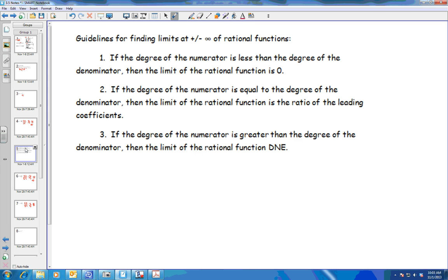The steps were this. First, and I don't know why I didn't write this up here, you had to compare the degree of your numerator and denominator. When I say the degree of the numerator and denominator, your degree is your highest exponent for each. And then once you find the degree of your numerator and denominator, you're going to see which of these it follows. The first one says if the degree of the numerator is less than the degree of the denominator, then the limit of the rational function is 0.